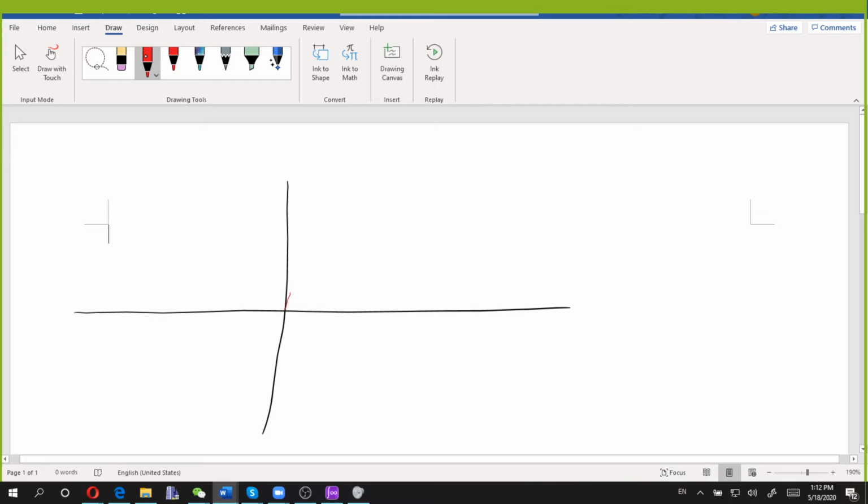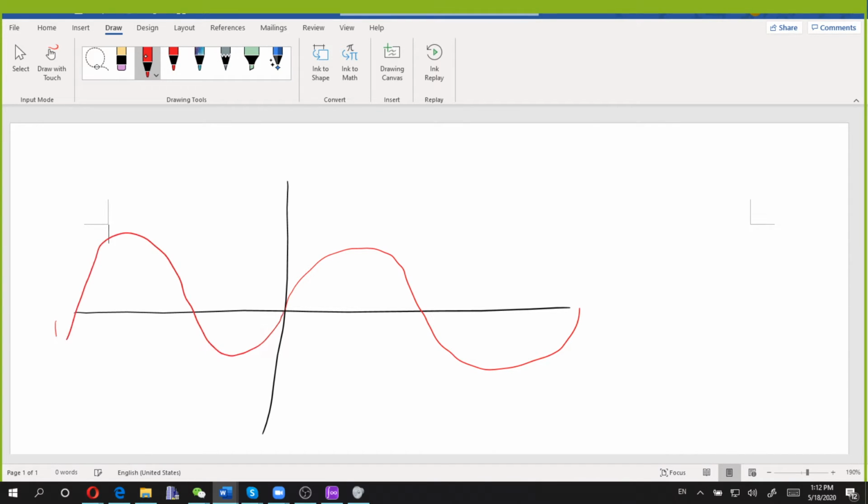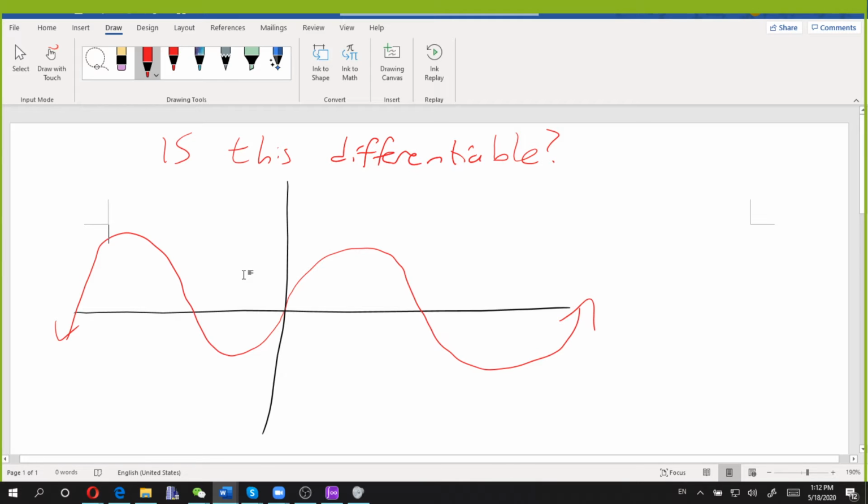So here I've got a sine function. I want to know, is it differentiable? So I'm going to start with Abby. First, is the sine function continuous? Yes. How do you know that the sine function is continuous?